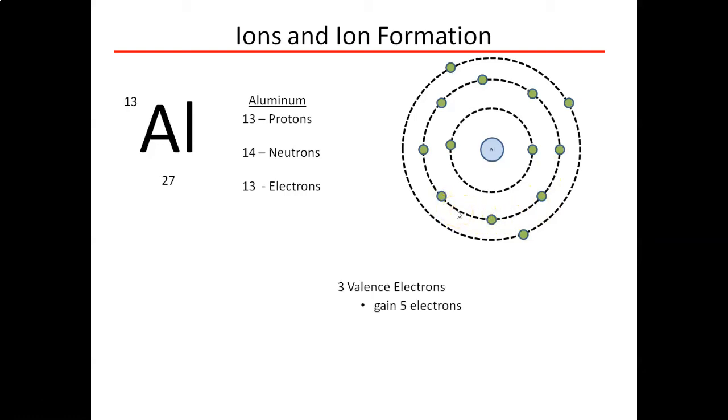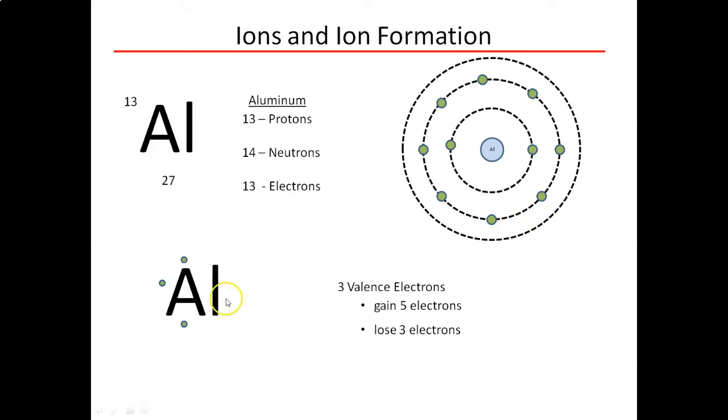Okay, so it could gain 5 and fill the third energy level, or it could lose these 3 and the second energy level becomes valence and it's full. It's easier to lose 3 than to gain 5, so it's going to lose 3. And so as a result, our aluminum will have 3 electrons lost, and it will have its second energy level or orbit as valence.